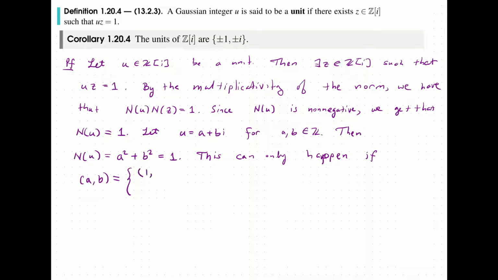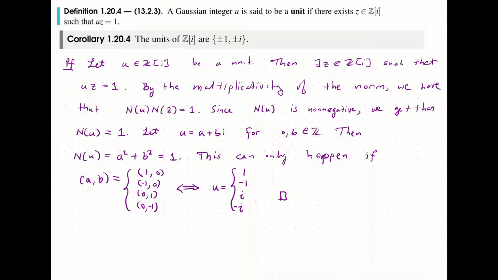So we have a is 1, b is 0; -1, 0; 0, 1; and 0, -1. These are all the possibilities we can have for what a and b are. But this is equivalent to saying that u is going to be 1, -1, i, and -i. And so we are done. We have proven it. And so this is the key illustration of the norm and how we use it in proofs.